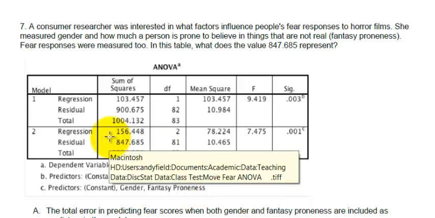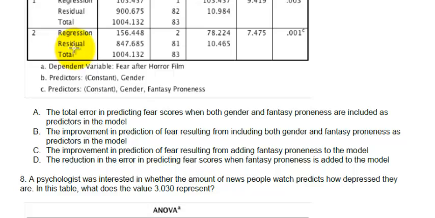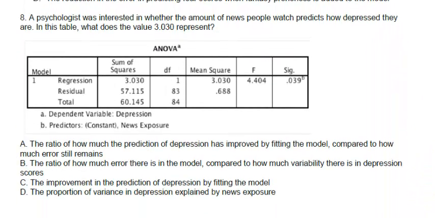So what the correct answer would be is that this is the error term. Residual is error. So it's the total error in predicting fear scores when both gender and fantasy are included. That's that answer. Next. All right, next one.